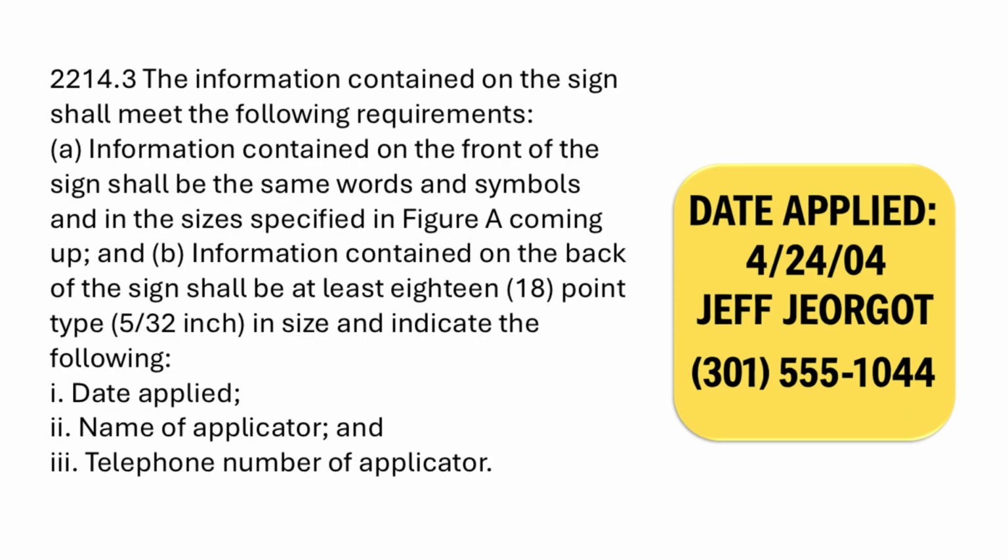2214.3. The information contained on the sign shall meet the following requirements. A. Information contained on the front of the sign shall be the same words and symbols and in the sizes specified in Figure A coming up. And B. Information contained on the back of the sign shall be at least 18-point type or 5/32 of an inch in size and indicate the following: 1. Date applied, 2. Name of applicator, and 3. Telephone number of applicator.